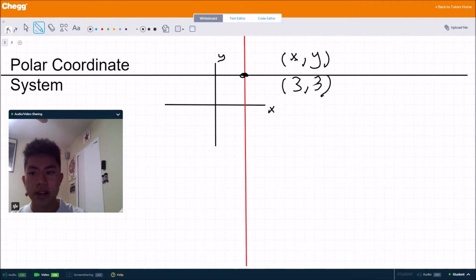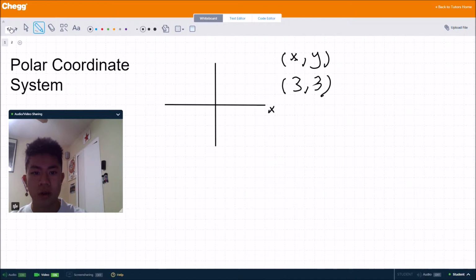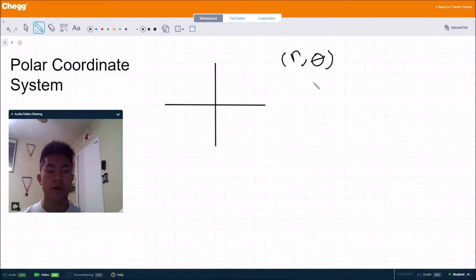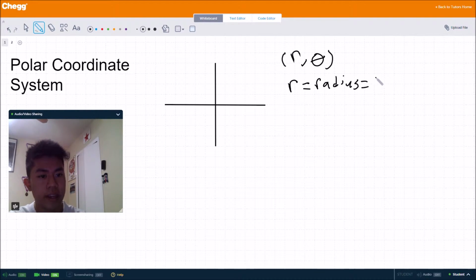So let's take a look at a coordinate system where we don't rely on x and y. And that's going to be the polar coordinate system, where instead we rely on r and theta to plot our points. So r is going to be the radius, or some people like to think of it as the length. And theta is going to be the angle.